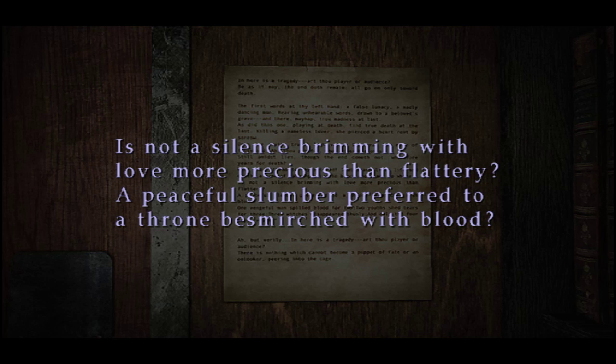Is not a silence brimming with love more precious than flattery, a peaceful slumber preferred to a throne besmirched with blood? This one, okay, even if you do know Shakespeare, you probably have no idea what that is referring to.